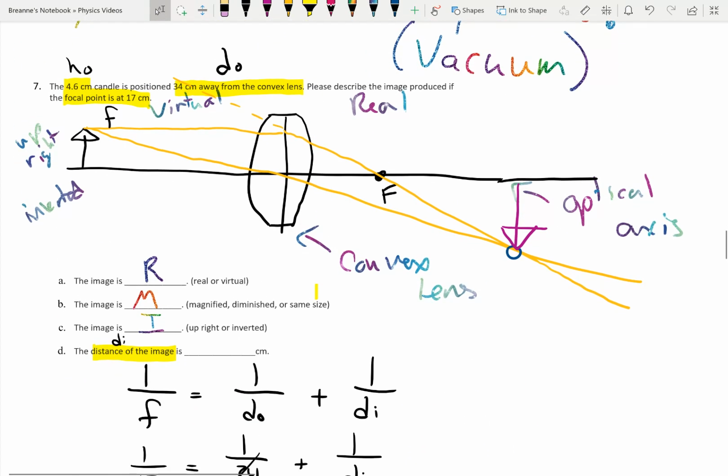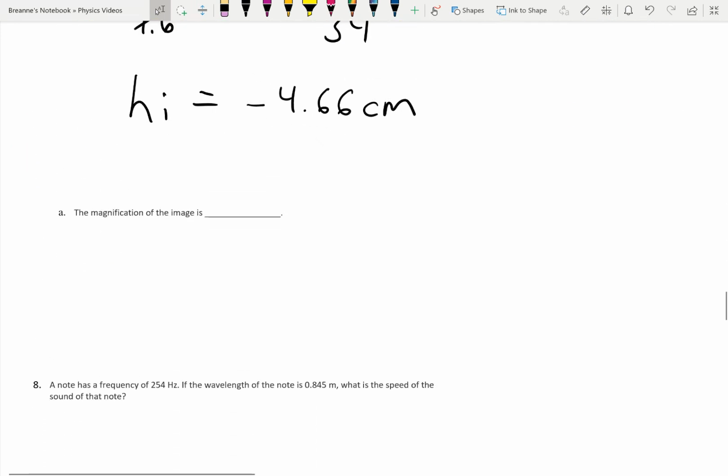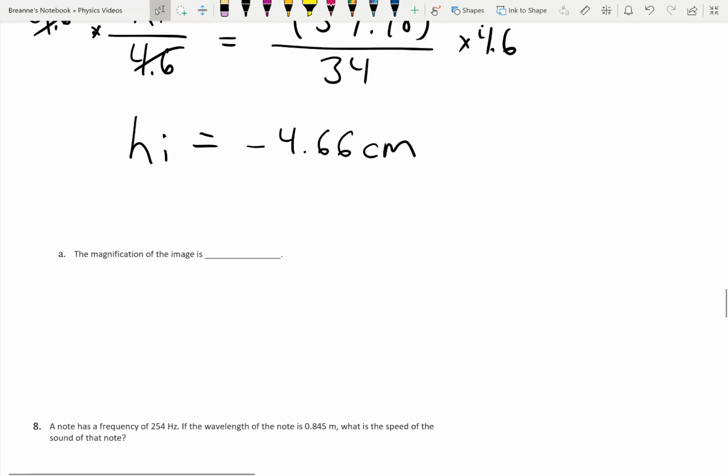It is magnified, but not by much. So it could be magnified or same size. We'll make sure on the test that you can tell the difference. So magnification, again, you can use your negative DI over DO, or you can use your HI over HO.